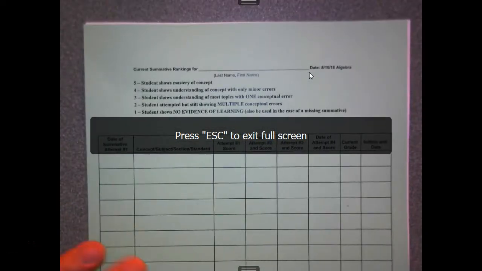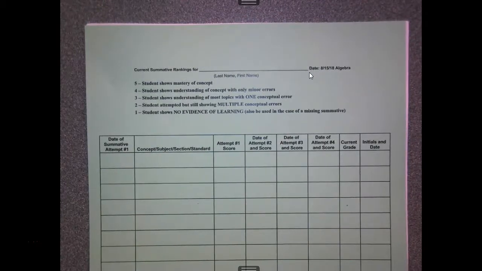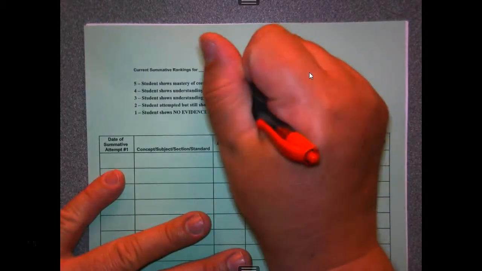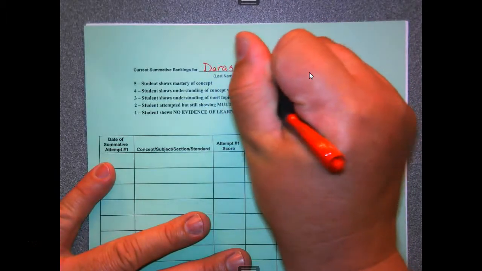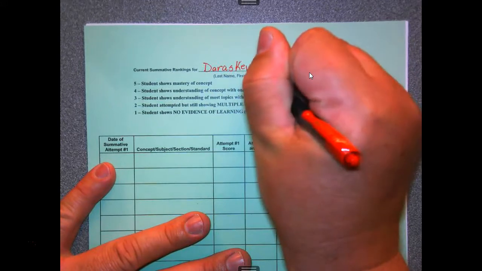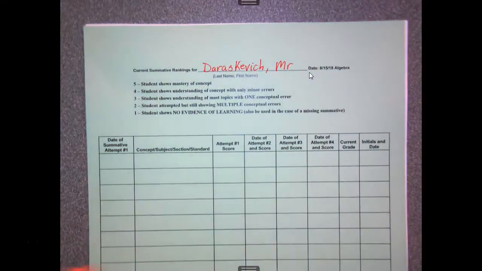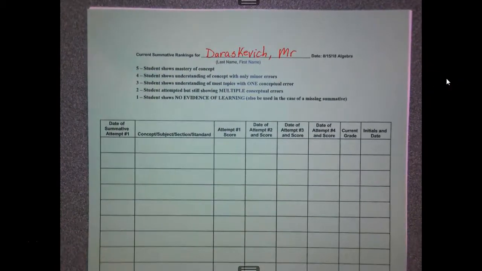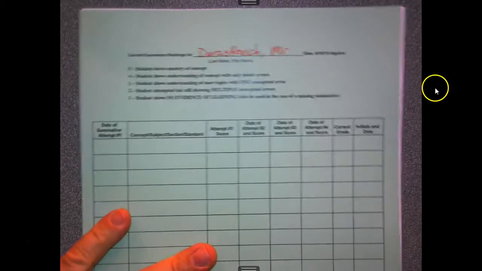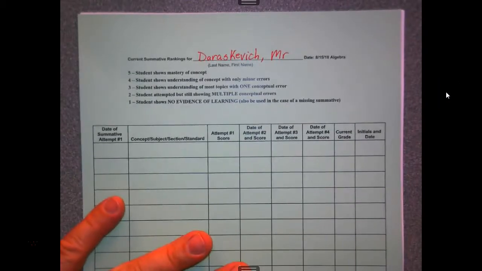Okay, so what you're going to do is put your last name first and your first name last. Now, this is in case you want me to hold on to these. I do put them in order, and I do look at them. So whatever you write on these, I'm going to read.